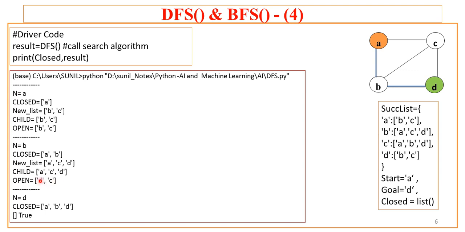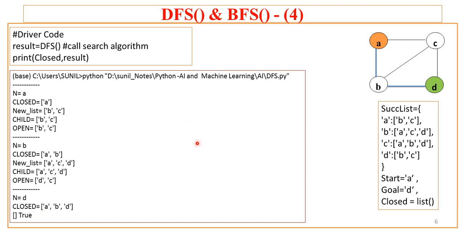So here D is picked as the new node to be inspected. Now here D is the goal, so as the goal is reached, the algorithm terminates, and that D is again appended to the closed. So closed maintains all the nodes visited till the goal node, that is A, B, D, and this true status tells us that the goal node is found. So this way it works.